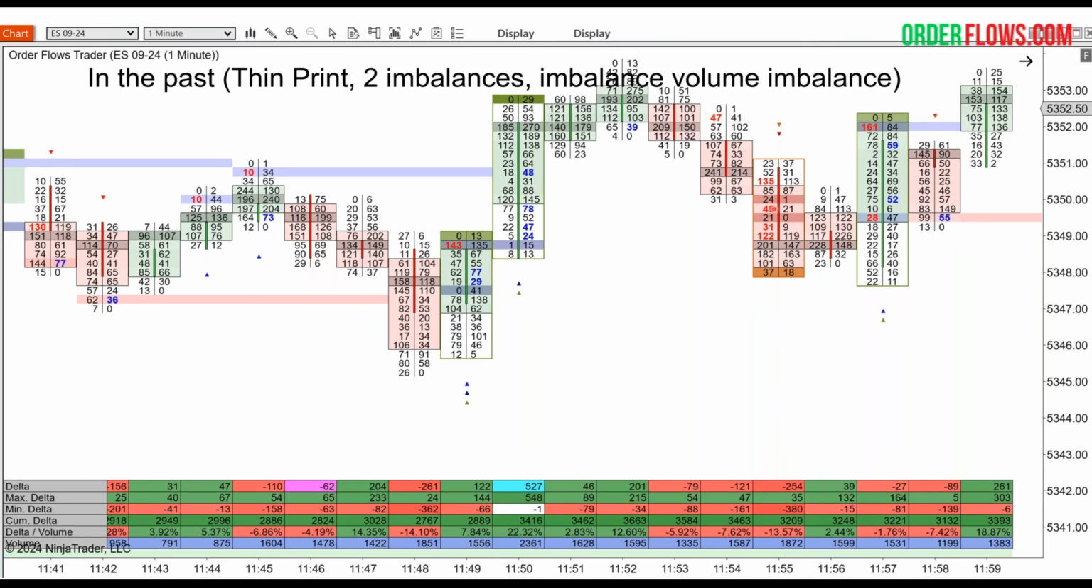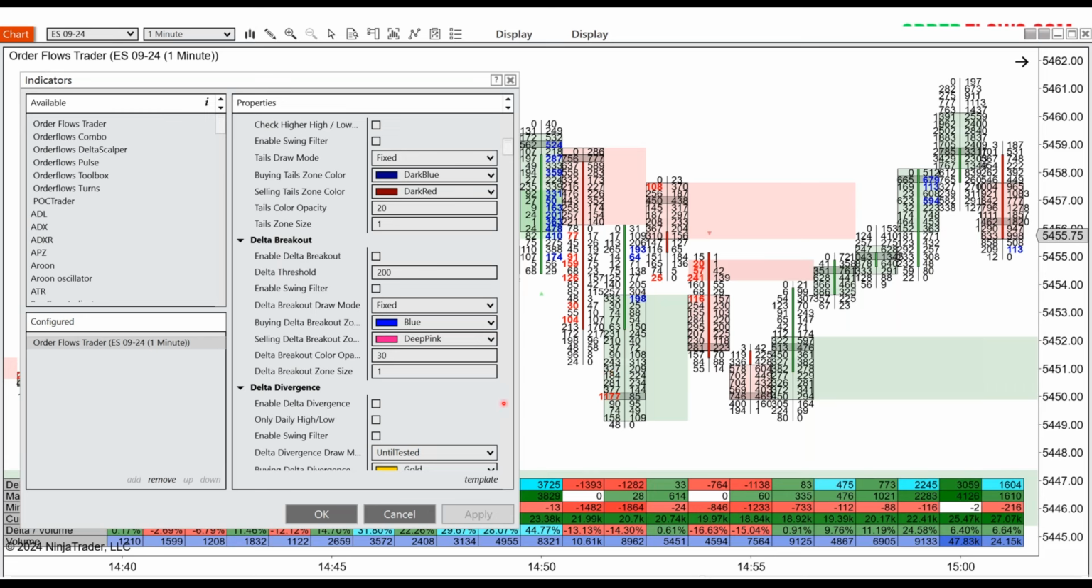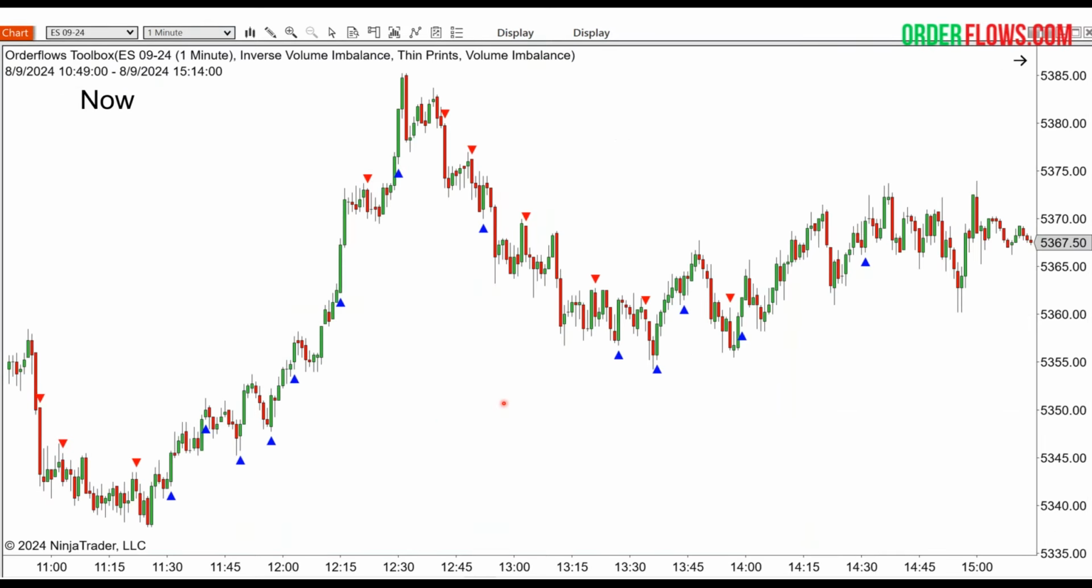Or maybe you have the thin print and just an inverse volume imbalance. You don't always have the combination that you're looking for. So what I asked my programmer to do is, why don't we make a tool? Because in the past, you'd have to go in and click the things you want to see with the Order Flows Trader that you'd want to highlight on your chart. Why don't we make a tool that would just highlight when there is a thin print, when there is a volume imbalance, when there is an inverse volume imbalance, and just show that to me on the chart.